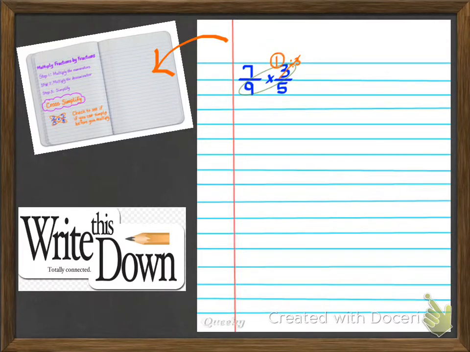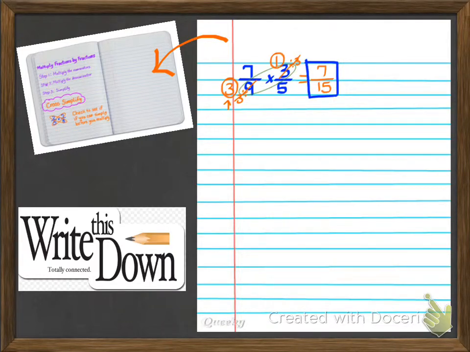I'm going to circle that so I see it better. And you do the same thing down here with the 9. You divide the 9 by 3, and when you do that, you get 3. Now I'm just going to multiply the numbers that I have left over. My numerators are 7 times 1, I get 7. My denominators are 3 times the 5, and I get 15. 7/15 is my final answer because it cannot be simplified any further.